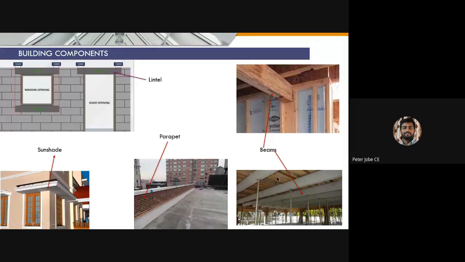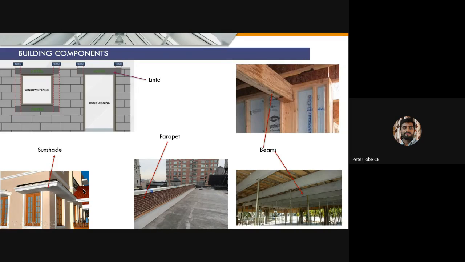Okay, so you can see the figure of the beams. You will understand what is meant by beams from this figure. And for the parapet, the bottom middle figure is taken from the top of a roof, so you can see what is meant by parapet. This is a side protection given along the edge of the roof. So this is known as a parapet, and you can see the sunshade, which is constructed just above the window opening.